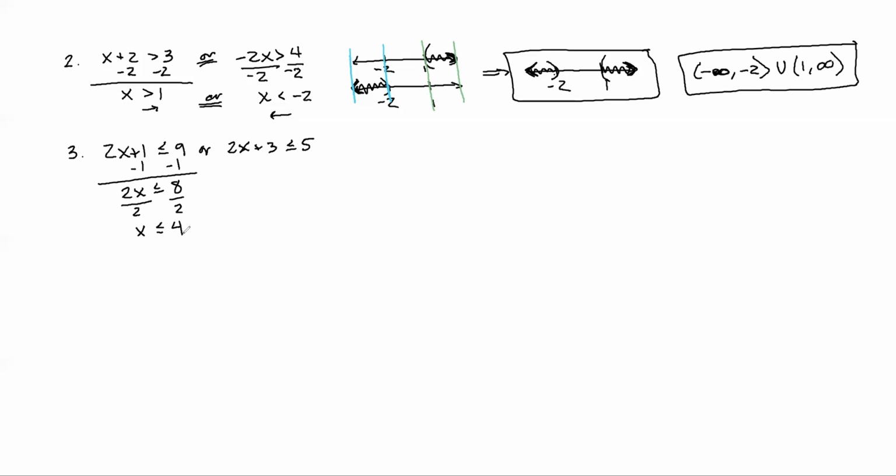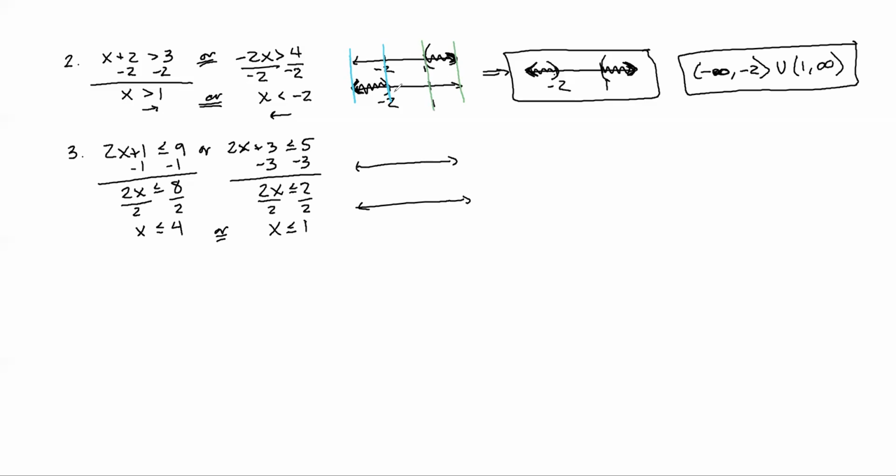Solving the second inequality, let's subtract 3. We get 2x is less than or equal to 2. Divide both sides by 2. And we get x is less than or equal to 1. Now again, notice for this one that our inequality symbols are both less than or equal to. They were going in different directions for our other ones, so this one's going to look a little different. You're not always going to have two separate pieces for these.